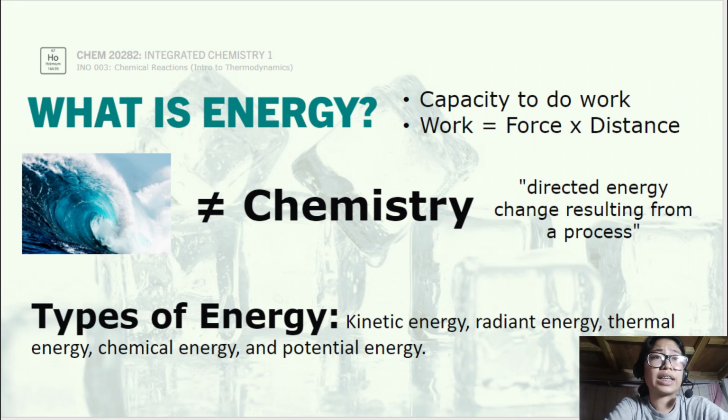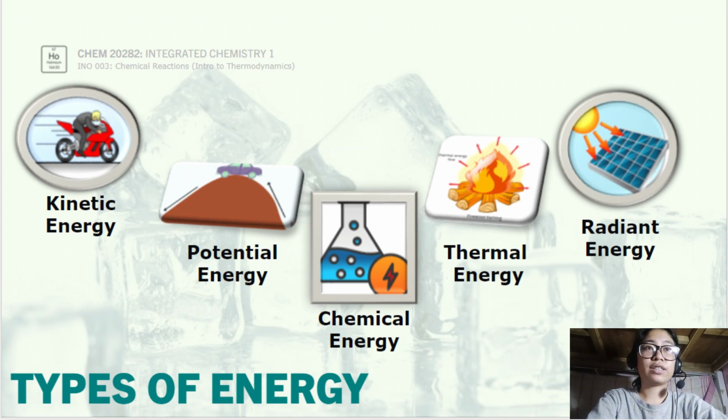Chemists define work as directed energy change resulting from a process, with kinetic energy being of particular interest. Other forms of energy include radiant, thermal, chemical, and potential energy. Kinetic energy is the energy produced by a moving object. Potential energy refers to the energy available due to an object's position, such as a rock at the top of a cliff, having more potential energy, and a larger splash when falling into water.